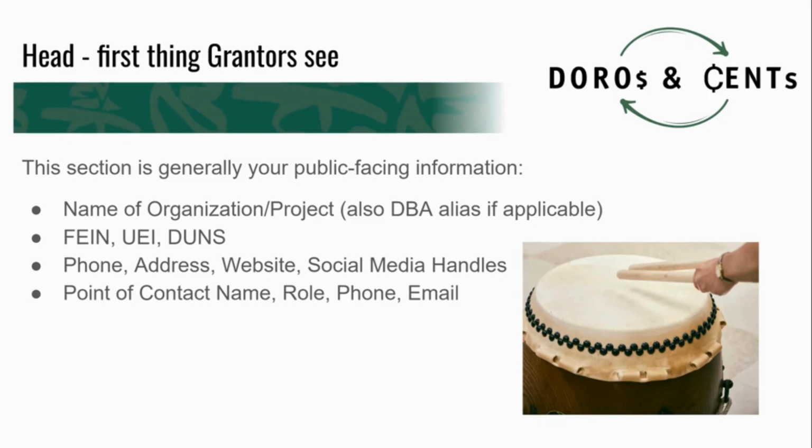And then, of course, phone, address, website, social media handles. Those are pretty straightforward in today's day and age. But it's also really important to know who the point of contact is within your group for any given project or grant. And that can vary from project to project or show to show. So you just want to make note of that somewhere in your toolbox. And that's all the head information. Not too scary, right? Any questions about this section before we move on to the bio?